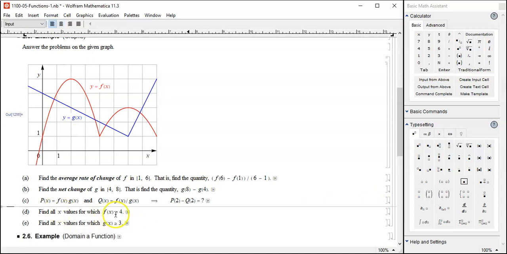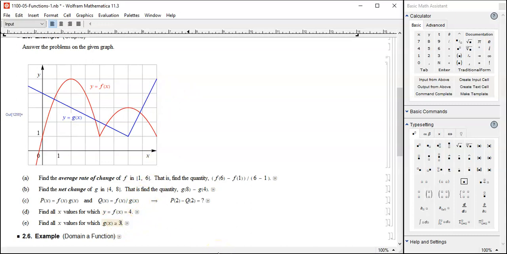Find all x values for which f(x) is equal to 4. That's the same as, which coordinate is the function value again? Function value is the y-coordinate, so the y-coordinate is equal to 4. So y equals 4, where is it? Where is that horizontal line y equals 4? Okay, I'll stop there, and I'll ask you to find the x values.